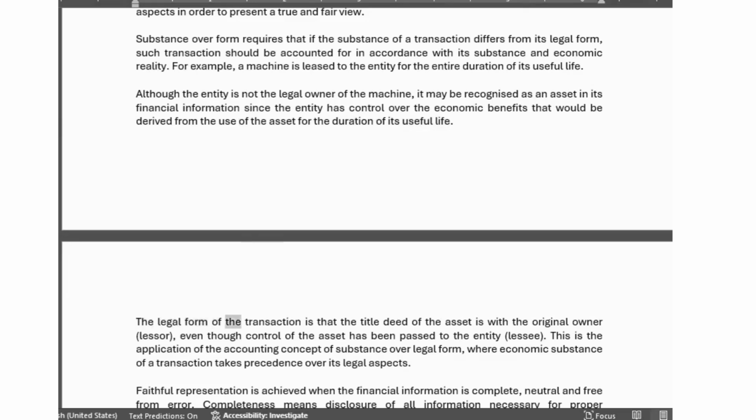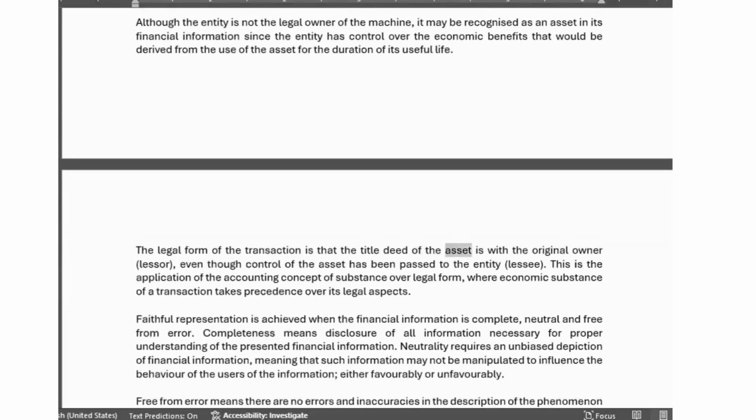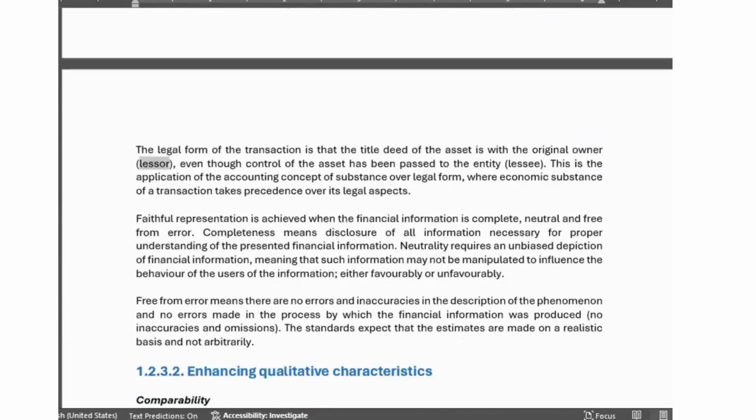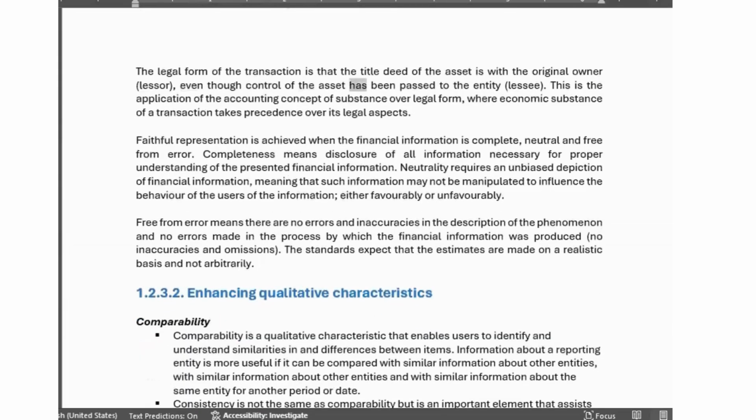The legal form of the transaction is that the title deed of the asset is with the original owner, the lessor, even though control of the asset has been passed to the entity, the lessee. This is the application of the accounting concept of substance over legal form, where the economic substance of a transaction takes precedence over its legal aspects.